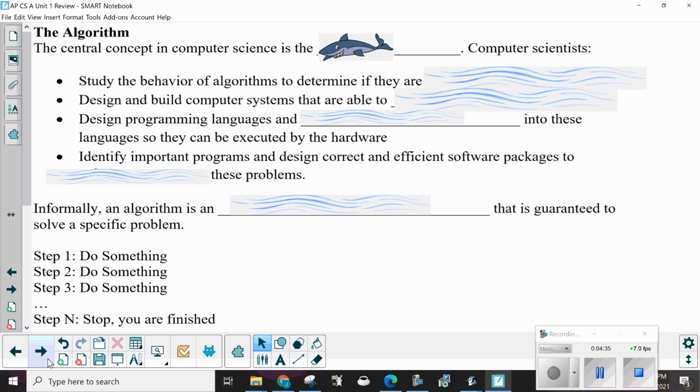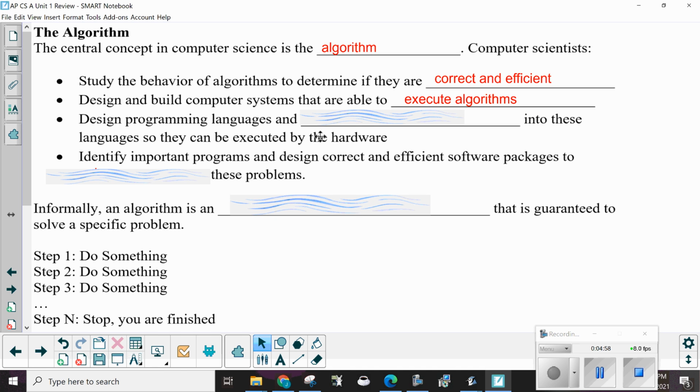Now, in computer science, we talk about the algorithm. The central concept in computer science is the algorithm. Computer scientists study the behavior of algorithms to determine if they are correct and efficient. Just because something's correct, if it takes 100 years to do, people just aren't going to use it. They design and build computer systems that are able to execute algorithms, design programming languages, and translate algorithms into these languages so they can be executed by the hardware. And then they identify important programs and design correct and efficient software packages to solve these problems.